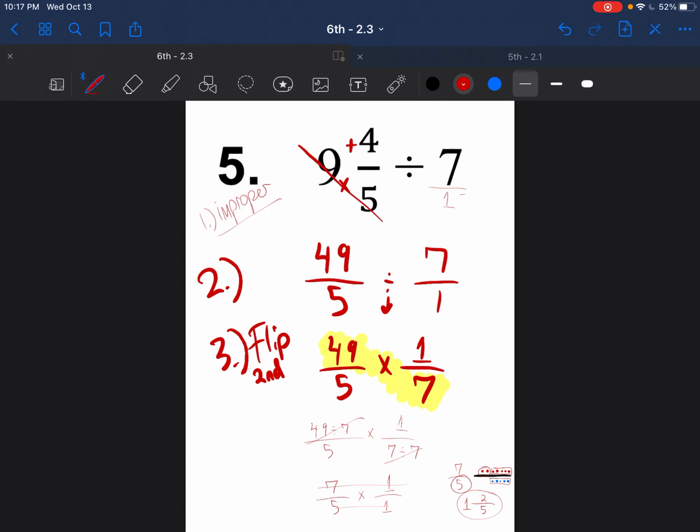The hardest part is going to be knowing your multiplication and division. If you are struggling, please do not use a calculator, but what I'd like you to use is your multiplication charts and division charts. All right, try your best on your homework, and I will see you guys when I get back.